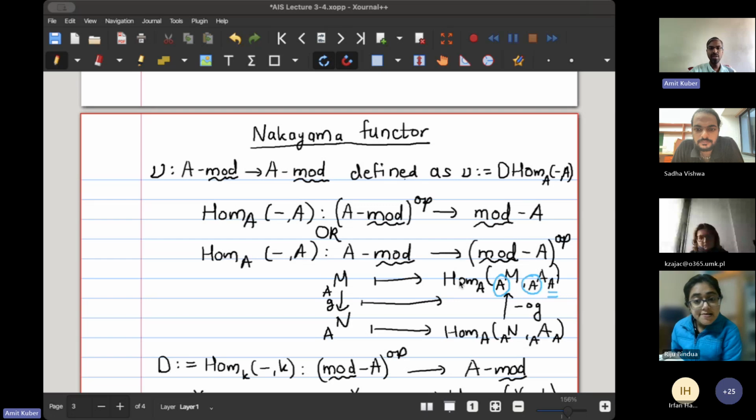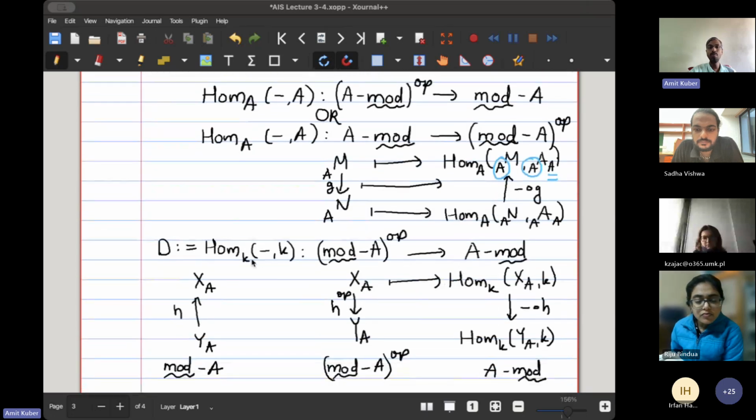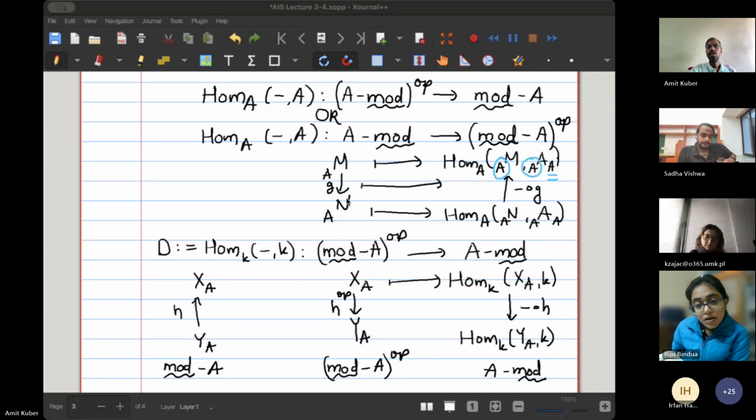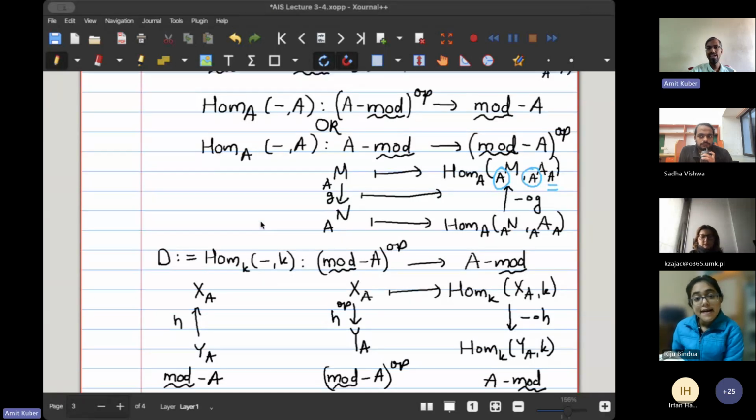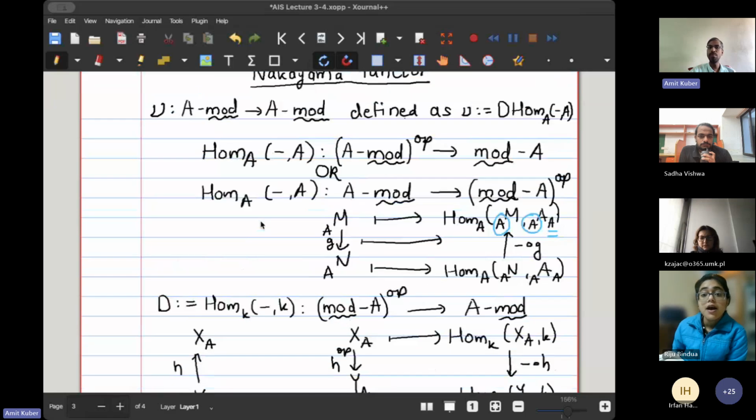And then finally, what is happening? This is the duality Hom_K(-, K), which goes from mod A to A mod. What we are doing is take a map from Y_A to X_A in mod A, right modules. Then in the opposite category, we have a map going from X* to Y*, and then it is composed with Hom in A mod. You can verify all these details. What I just wanted to show you is that by composing these two functors, we do get a covariant functor, D Hom(-, A). So that's our Nakayama functor.